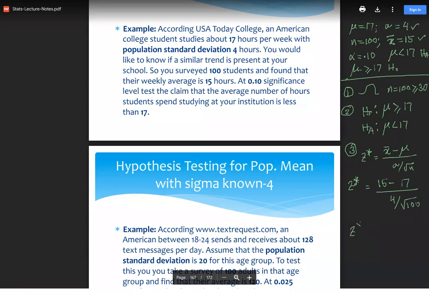If you do the math, you're going to get Z star is equal to 15 minus 17 is negative 2 times 4 divided by square root of 100, which is 10, by the way. So it's going to be 10 over 4. 2 goes into 4 twice, 2 goes into 10 5 times. So your Z star is equal to negative 5. Your Z star is negative 5.